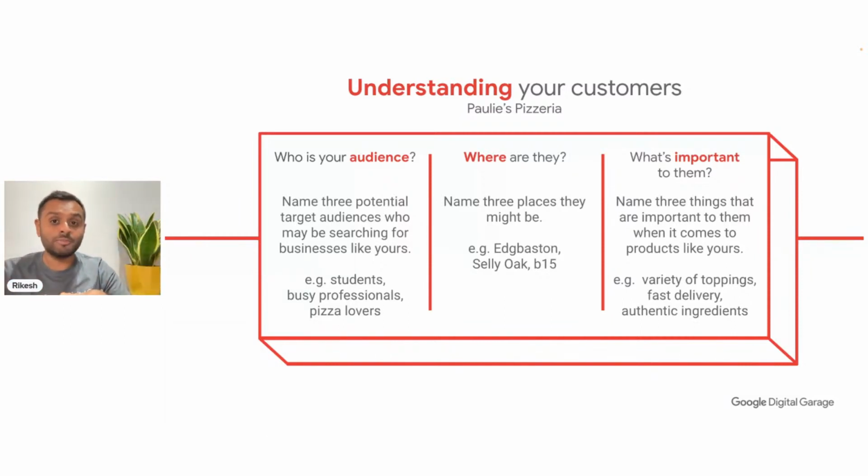And then for pizza lovers, something very important to them is that authentic ingredients are used, and that they might be using a stone baked or wood fired oven to make their pizzas. So you can marry them up in general. That's something to consider with step one of understanding your customers.